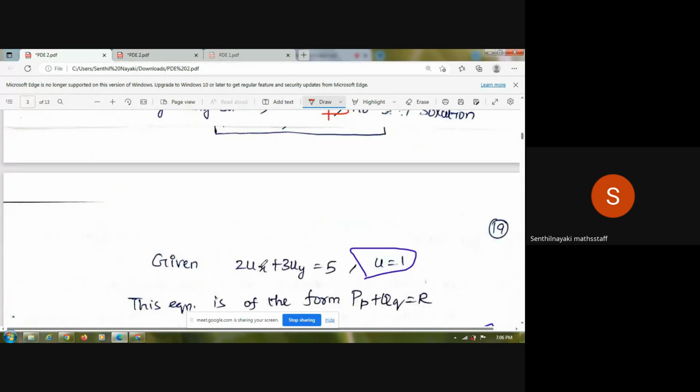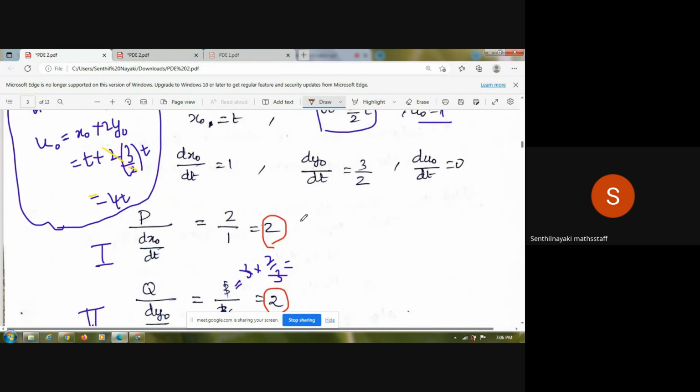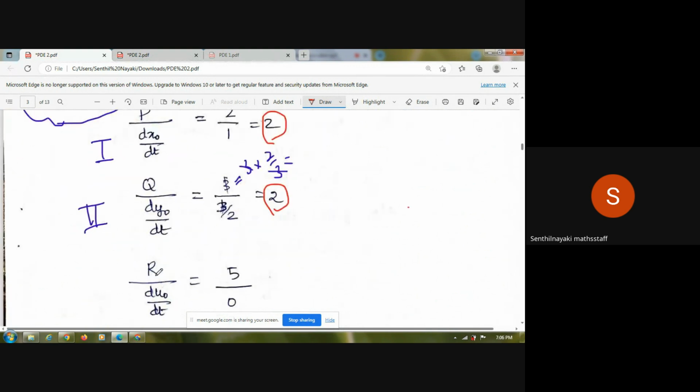After finding those values, we have to differentiate x naught, y naught, and u naught. Then we get the derivatives dx naught by dt, dy naught by dt, and du naught by dt. After that, we have to find the ratios: p by dx naught by dt, q by dy naught by dt, r by du naught by dt.